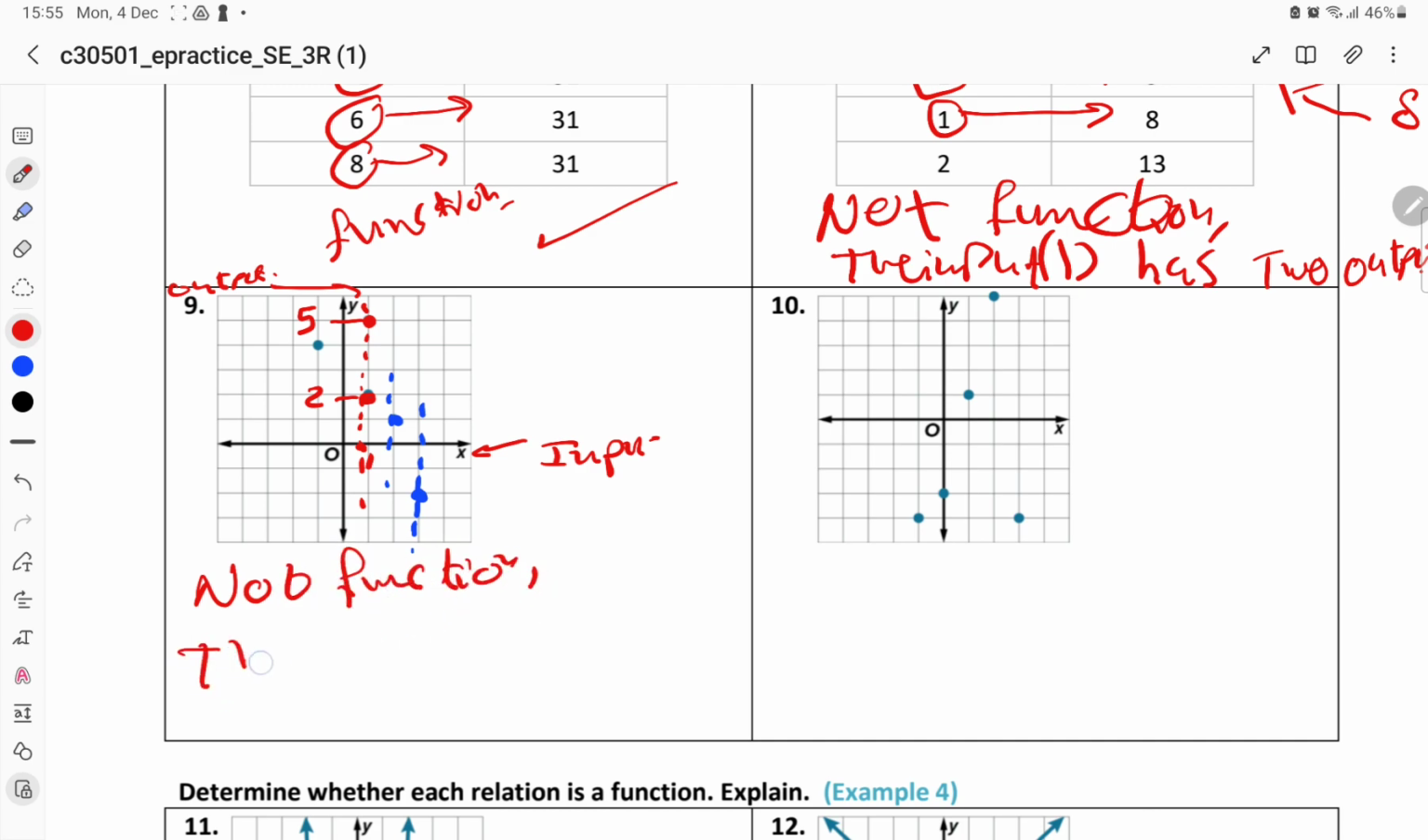Why? The input, what is the input here? X. X was what? 1. Has how many outputs? Look, 1, 2 on the same line. So it is not a function.